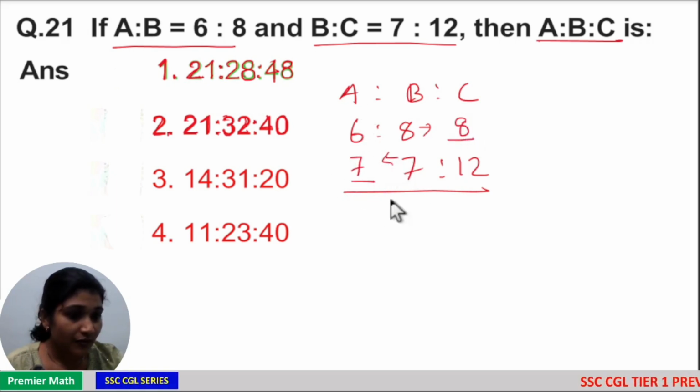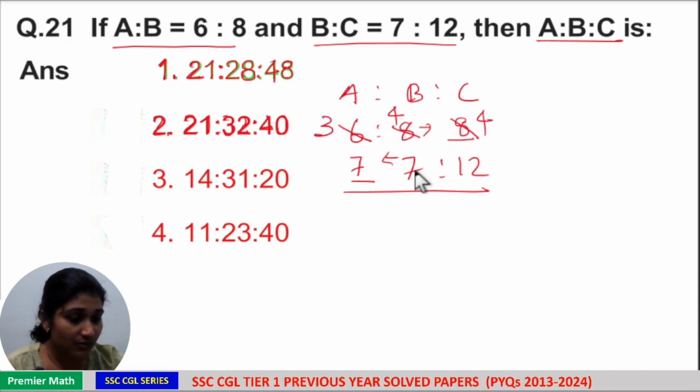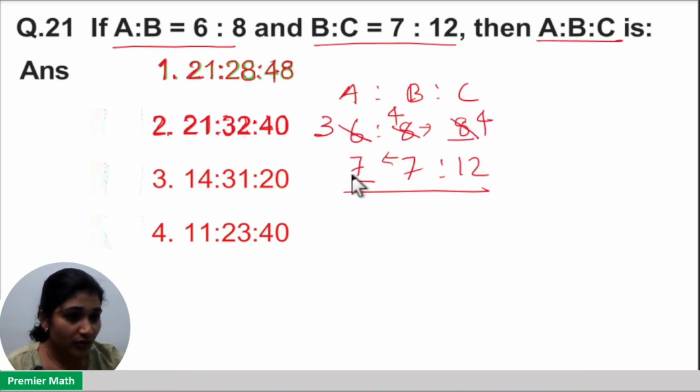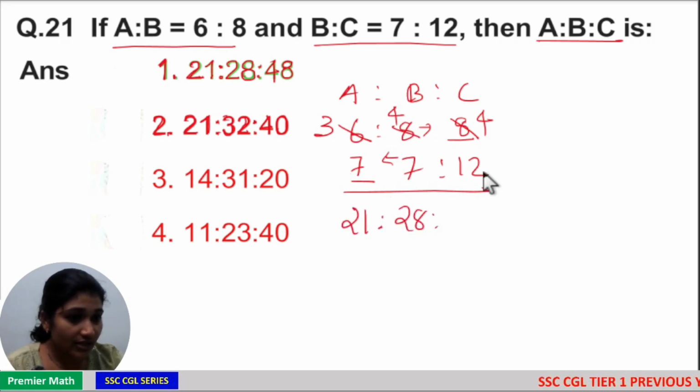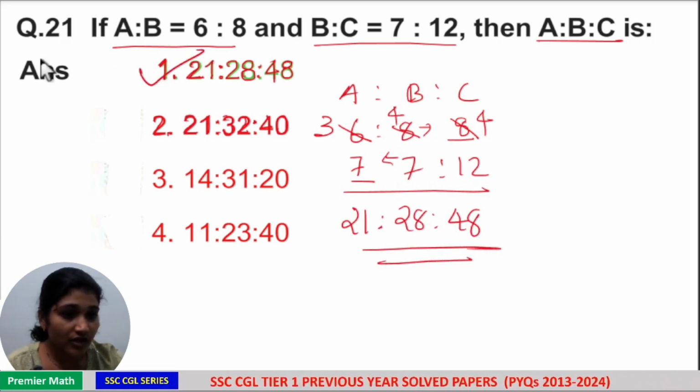Now from A, B and C we can cancel with 2. 2 is common. So 2 goes 3 times in 6, 2 goes 4 times in 8 and 2 goes 4 times in 8. Now there is no other common factor in A, B and C. 3 into 7, 21, 4 into 7, 28, 4 into 12, 48. So 21 is to 28 is to 48. Option 1 is your answer.